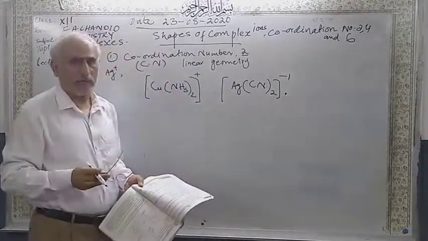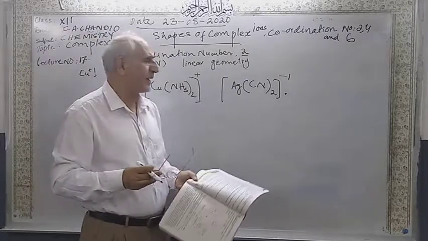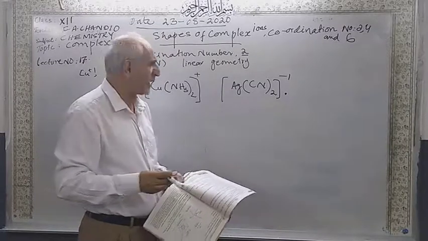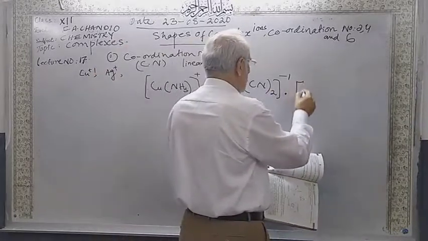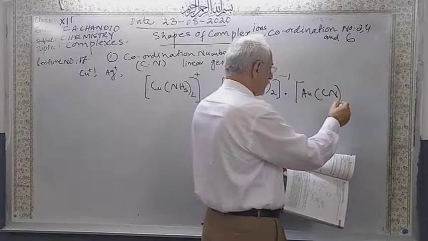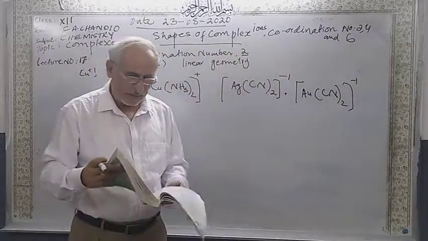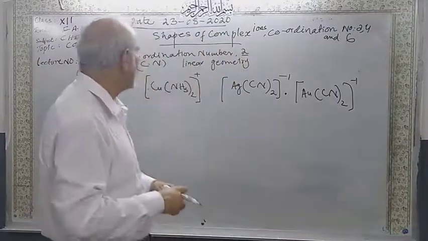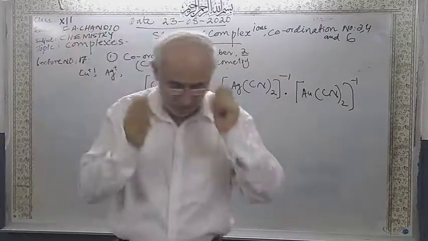And this one is a neutral ligand, so no need for adding. So this one is called diamine copper 1, and this one is called dicyano silverate 1 or argentate 1. Oxidation number of silver is 1. And also there are many others, like gold. These complexes show a linear geometry because the coordination number is only two.